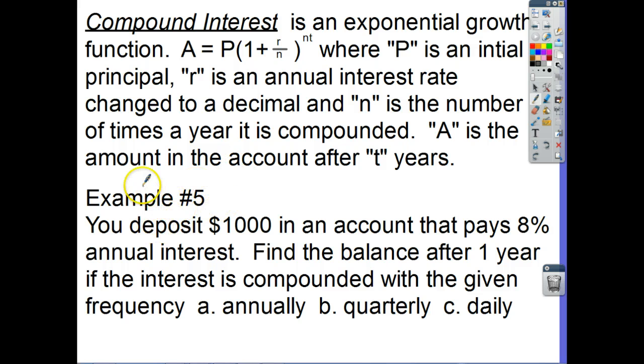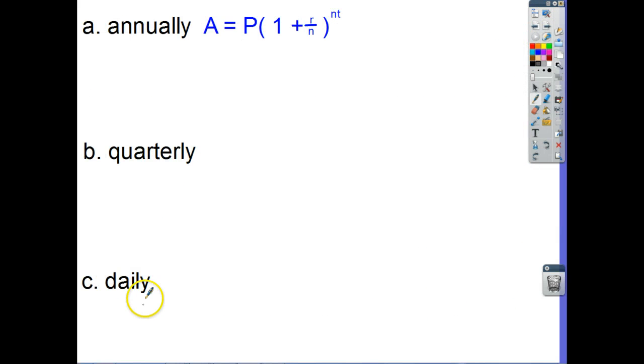So let's take a look at our example 5. You deposit $1,000 in an account that pays 8% annual interest. Find the balance after 1 year if the interest is compounded with the given frequency. A, annual. Now, annual is once a year. Quarterly, like you would think, 4 times a year, 4 quarters in a dollar. And then daily, 365 days in a year. And we'll see how these work out. Okay, so we're going to do these out here.